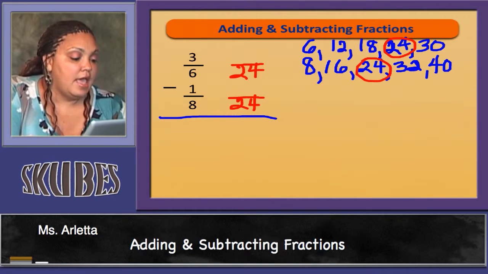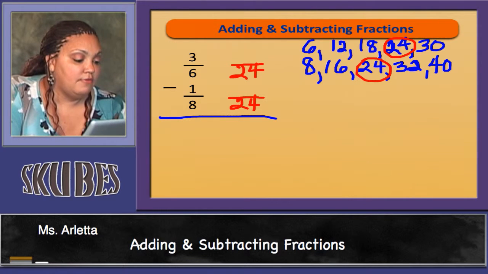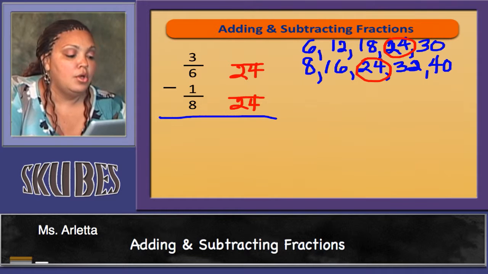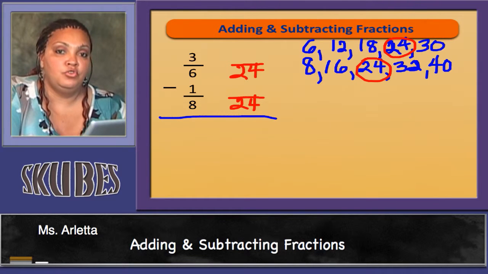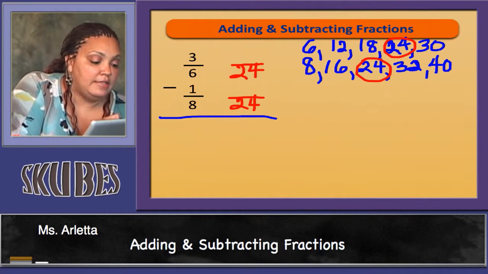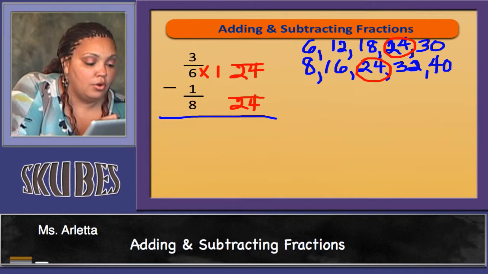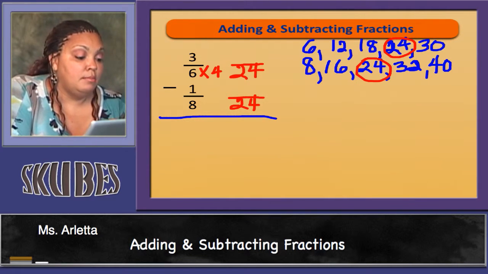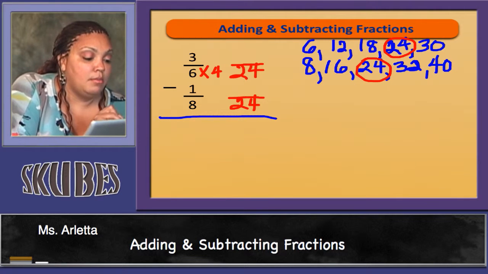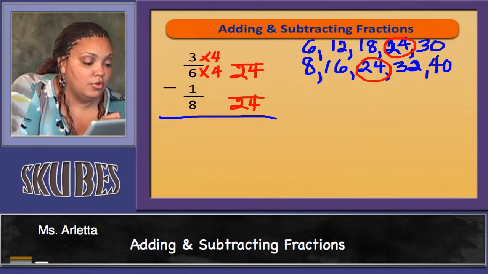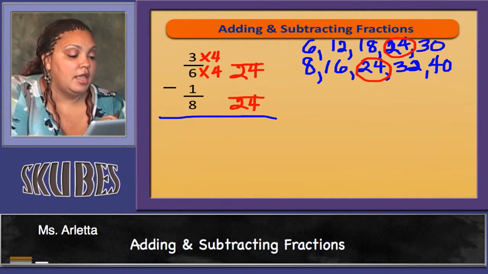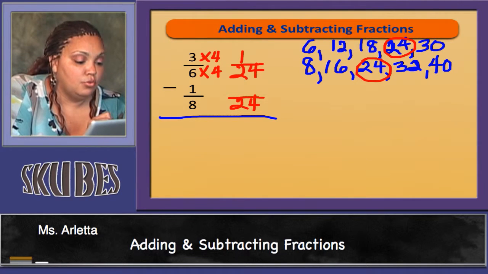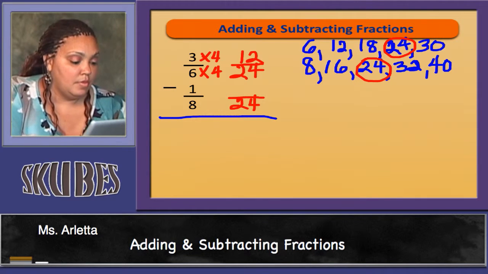Basically, by looking to see your denominators on the left, if you take your denominator on the left and multiply it times a number, 6 times what number gives you 24? And we know that 6 times 4 gives you 24, which means if we multiply times 4 on the bottom of the fraction, we must multiply times 4 on the top of the fraction. And 3 times 4 gives you 12.